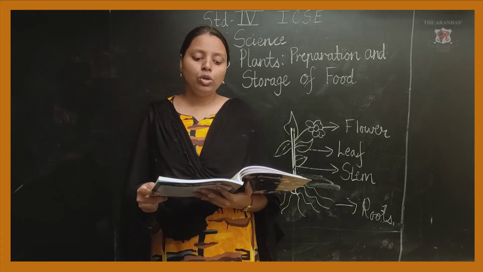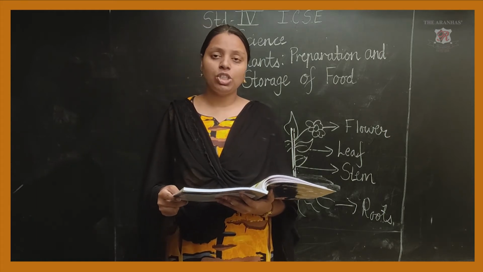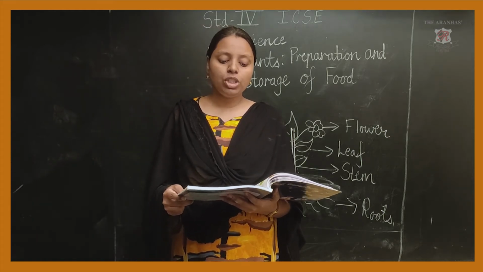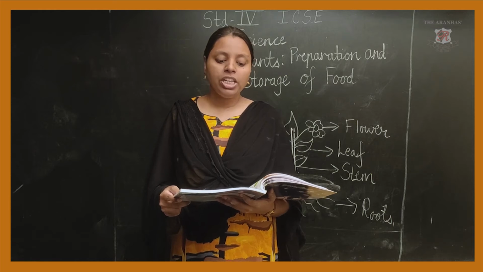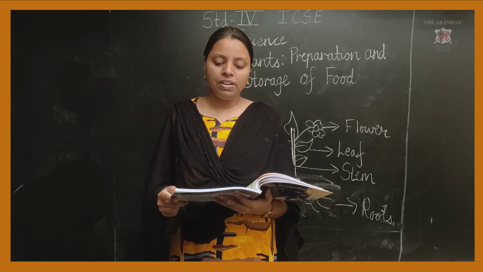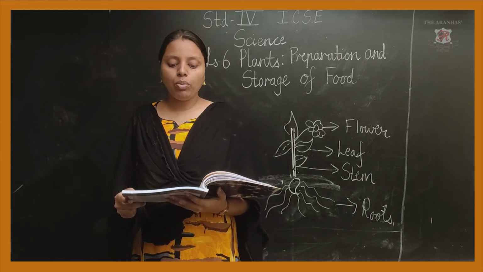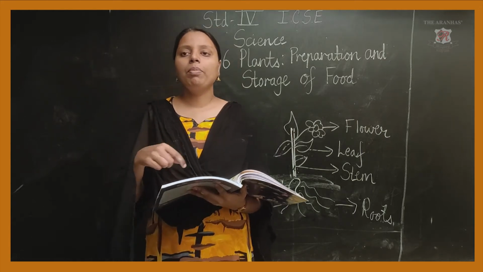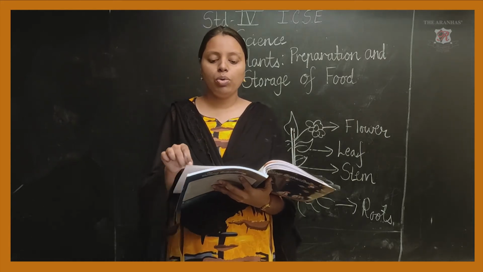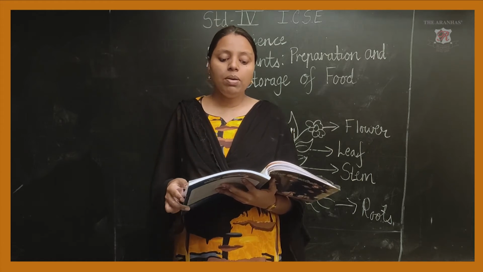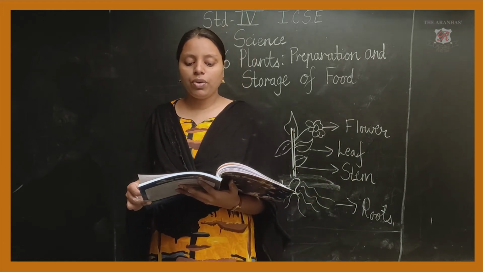Do you know? To show that sunshine is important in the preparation of food, we need to take a potted plant with green leaves. Cut a thin strip of black paper and wrap it around one big leaf. Wrap it means fold it, as they have shown. Leave the plant outside under the sun for a day.